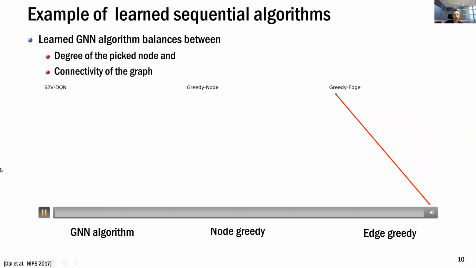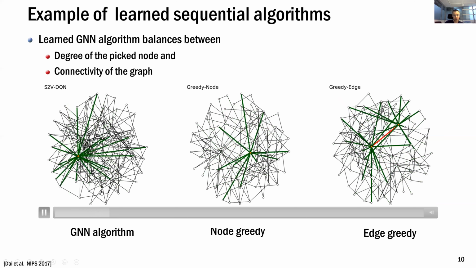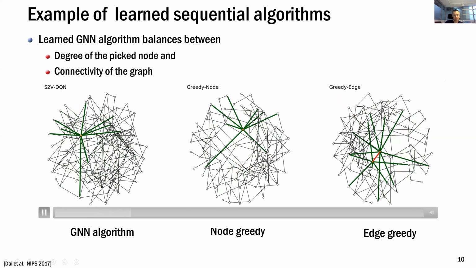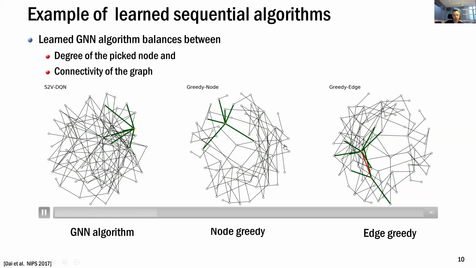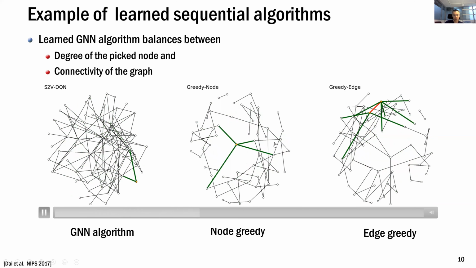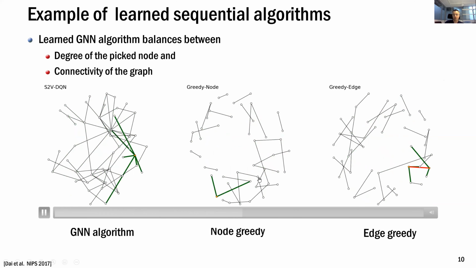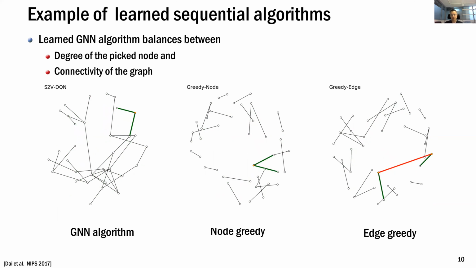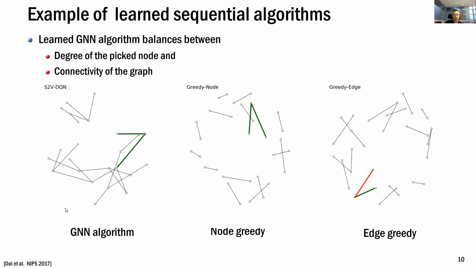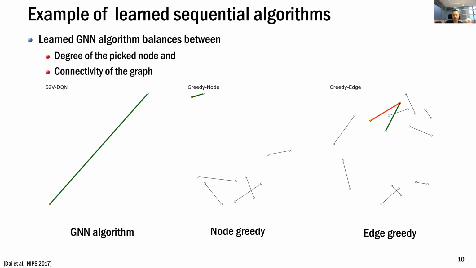What's interesting is this algorithm learned by the graph neural net. Initially, it doesn't seem to be the fastest algorithm, because this node greedy algorithm seems to be able to clear the graph very quickly, right? It looks like it's almost clean, it's almost done. But actually, when the algorithm proceeds near the end, the graph neural net is able to catch up and finish the problem faster.